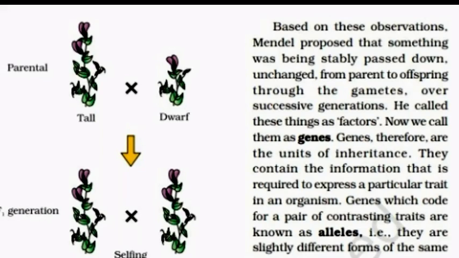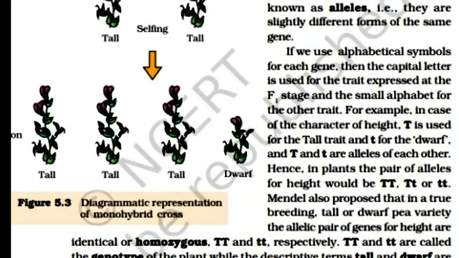That is, they are slightly different forms of the same gene. If we use an alphabetical symbol for each gene, then the capital letter is used for the trait expressed at the F1 stage and the small letter for the other trait.